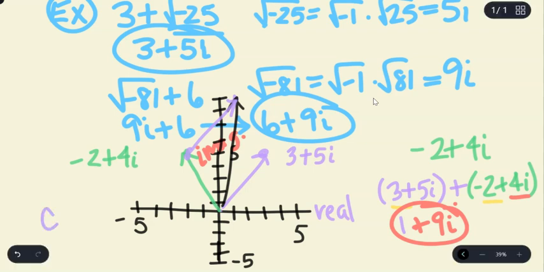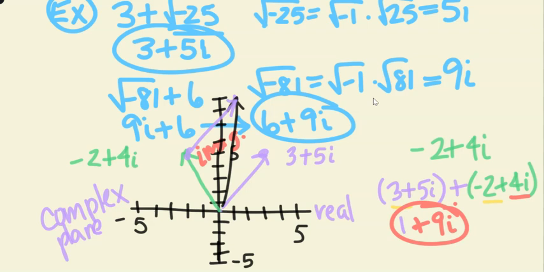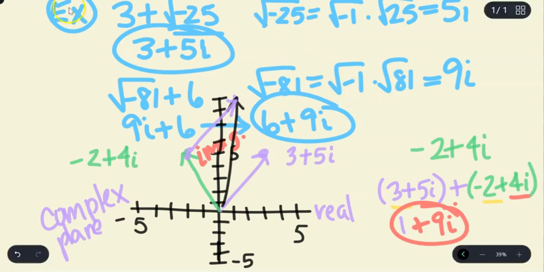So again, this is called the complex plane because you have a real component, which is your horizontal axis, the way we see it in our perspective, and you have an imaginary component, which is the vertical axis. And I'll talk about operations in the next video.